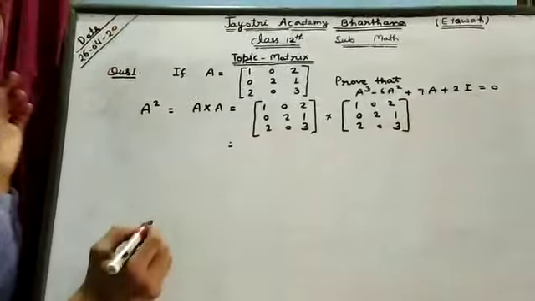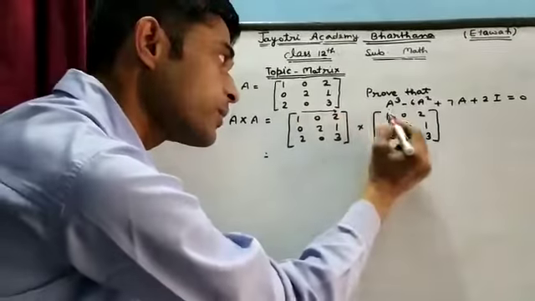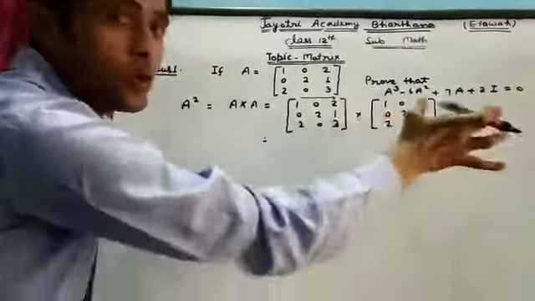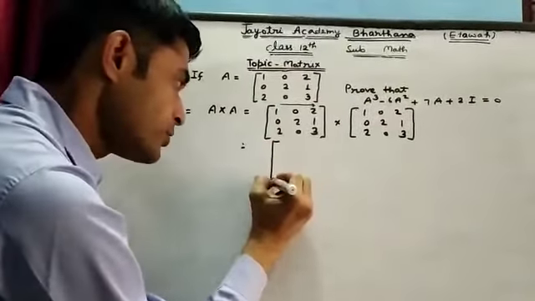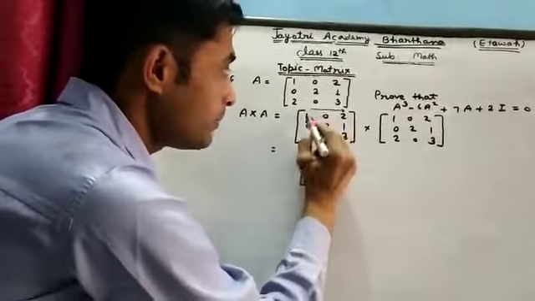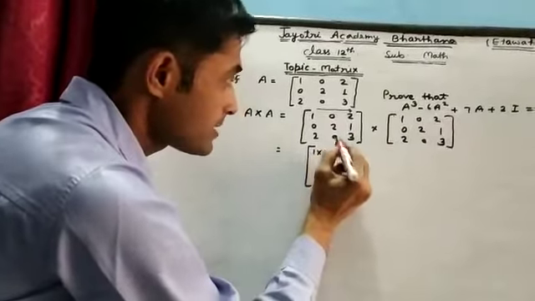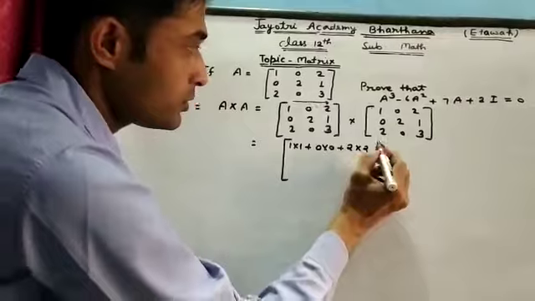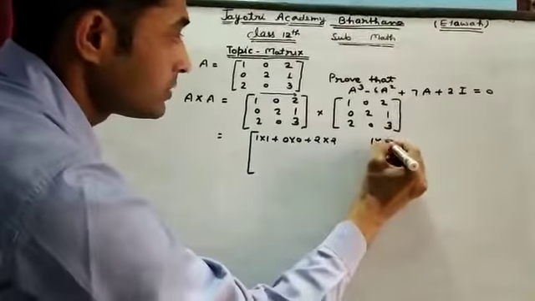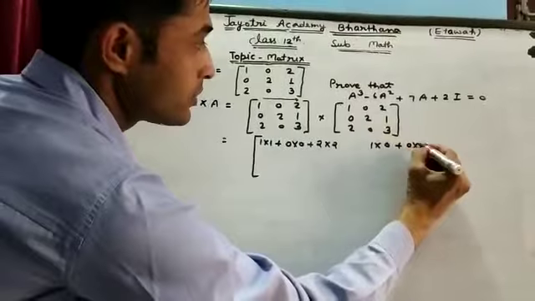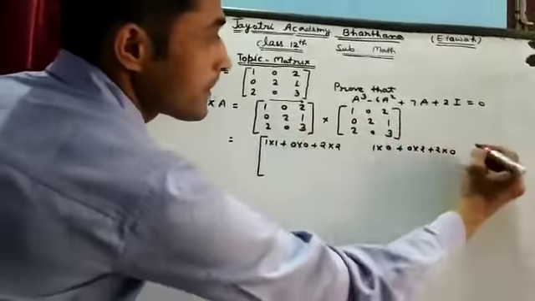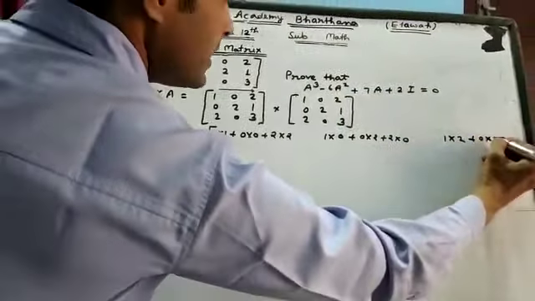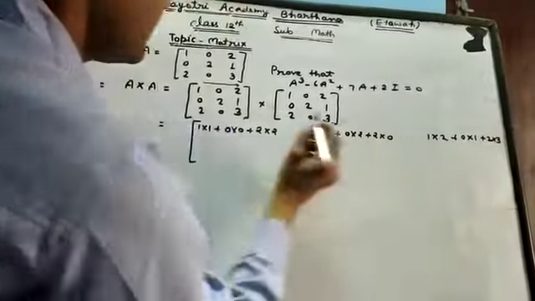Now we solve. This is the first row. So first row, first column. After it, first row, second column, first row, third column, and so on. So now we solve: 1 multiply 1 plus 0 multiply 0 plus 2 multiply 2. After it, 1 multiply 0 plus 0 multiply 2 plus 2 multiply 0. Last, 1 multiply 2 plus 0 multiply 1 plus 2 multiply 3.